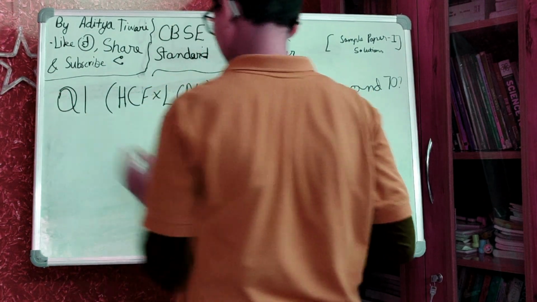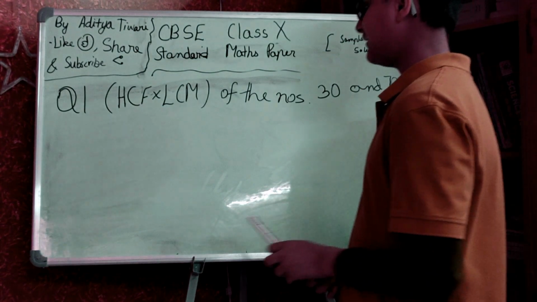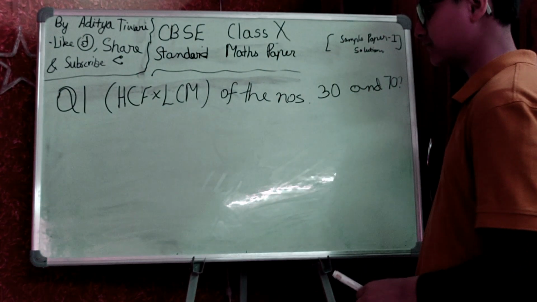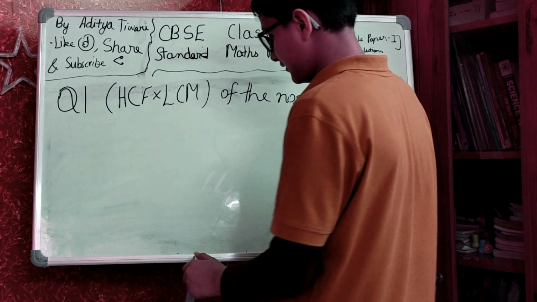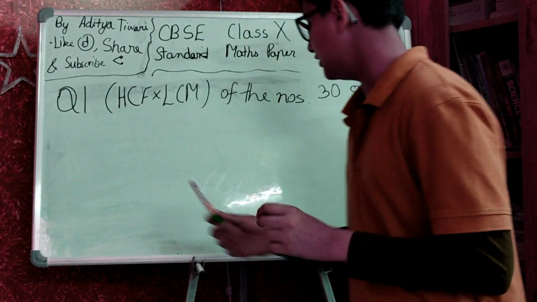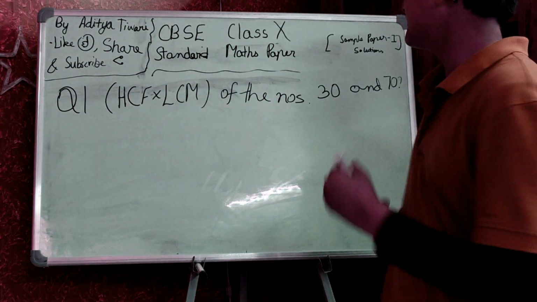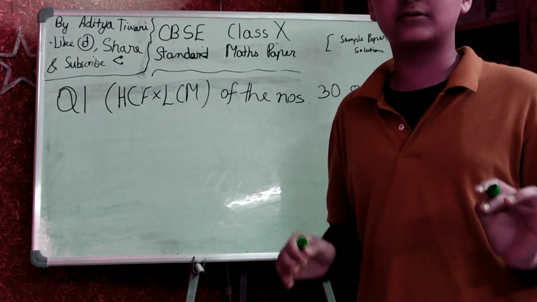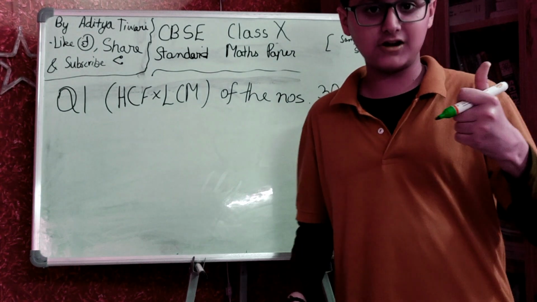Okay, so question 1 is: HCF times LCM of the numbers 30 and 70 is equal to. So this question is on the chapter Real Numbers. And it's an objective question, but it's a very easy question. It's a very simple question. I know it will be simple for all of you.